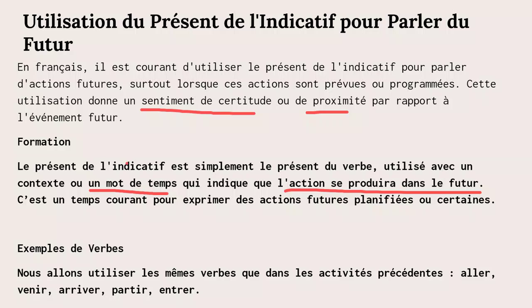So this tense is very simple. It's your present tense, the way you conjugate it, of the verb. Then you add a time indicator to show that this action will soon take place. Okay? So it's very frequently used, mostly for des actions planifiées ou certaines. So the action, we're sure it's happening. Elle part demain matin. She's leaving tomorrow morning. Yeah, that's sure. Okay, so we're going to use the same verbs we used for the futur proche, and we'll see what they look like. Okay? Let's go.